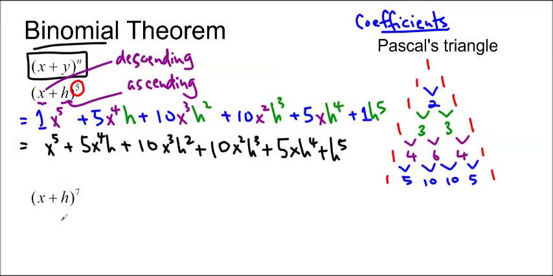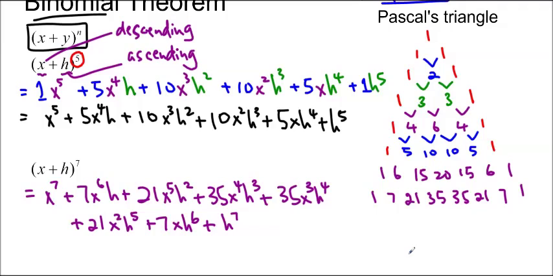Okay, so why don't you try x plus h to the 7 on your own, complete Pascal's triangle, and then come back to me. And bam, we have completed the expansion for this, the binomial expansion, and hopefully you got it right with this correct Pascal's triangle expansion.